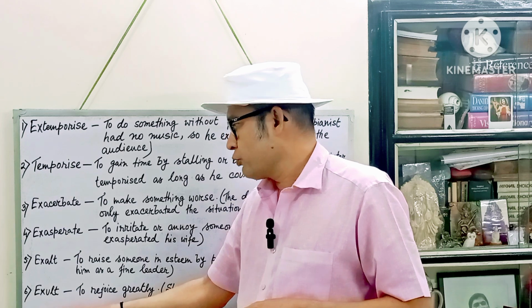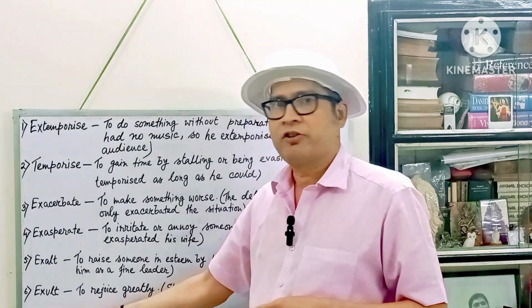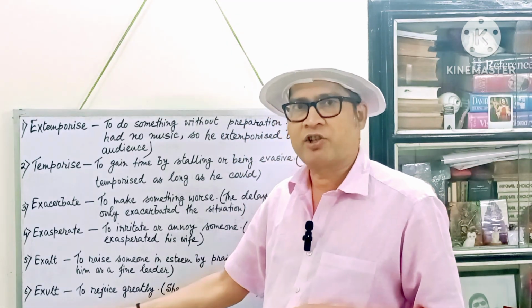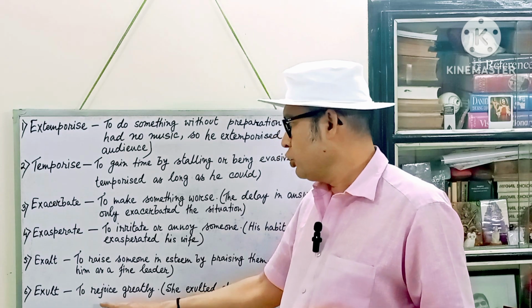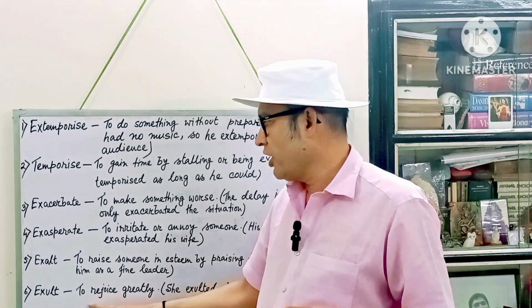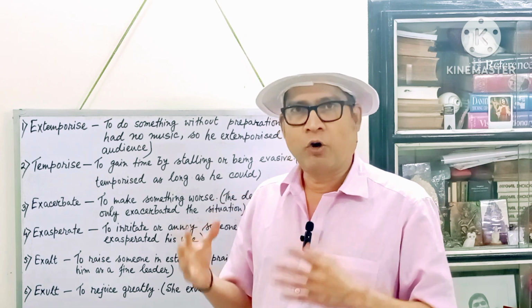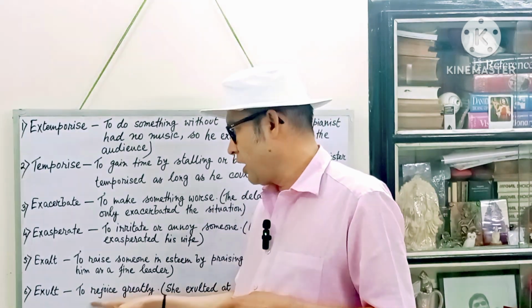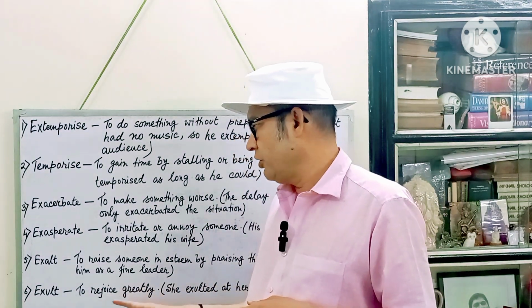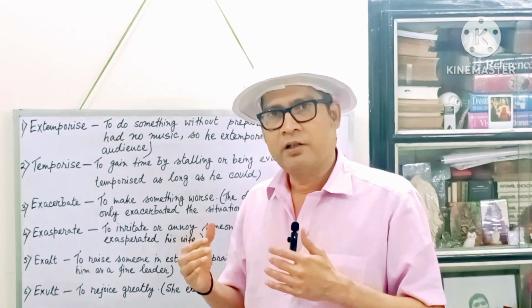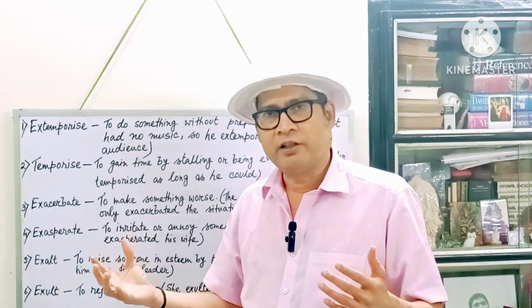Let's move on to the next one, number 6. Exult. E-X-U-L-T. Exult means to rejoice greatly. Rejoice means to make merry or to enjoy. Rejoice. R-E-J-O-I-C-E. Rejoice greatly. To enjoy greatly.